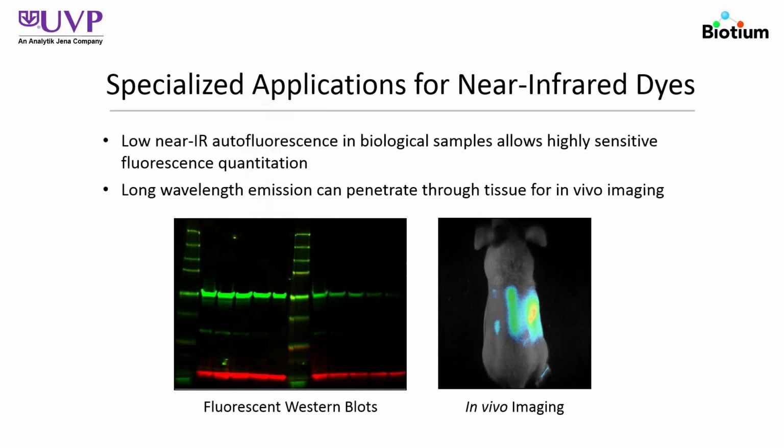Near-infrared dyes have specialized applications due to the low autofluorescence in this region in biological samples. So as I mentioned, highly sensitive quantitation in Western blotting. Another specialized application for these dyes, because they have a very long wavelength emission that can penetrate through several centimeters of tissue, is in vivo imaging in living animals. This is an example of imaging a fluorescent dye signal in a mouse using one of UVP's in vivo imaging systems.